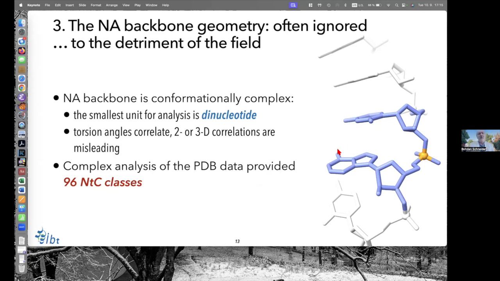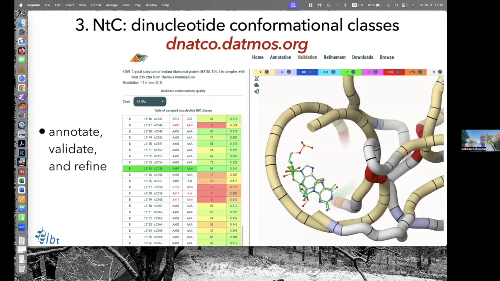And more in this line, many of them are very rare. So there are basically just 20, maybe 30 classes that are frequently observed in the structures. So when you go to natco.mos.org, you can get a lot of detailed information about the NTC classes.